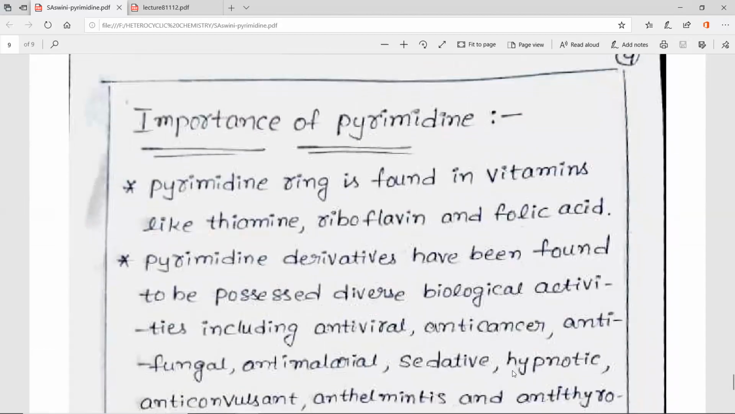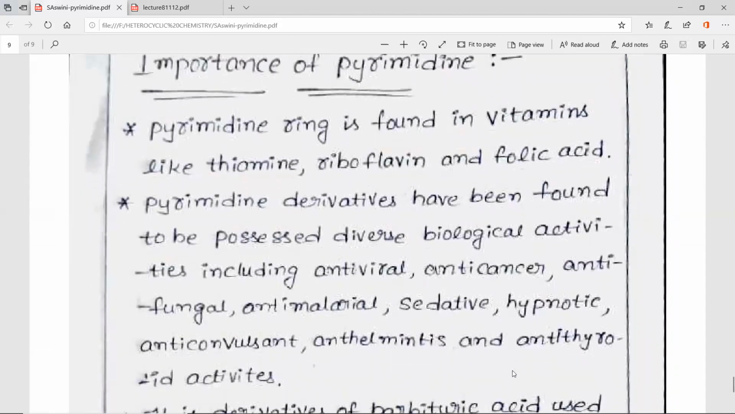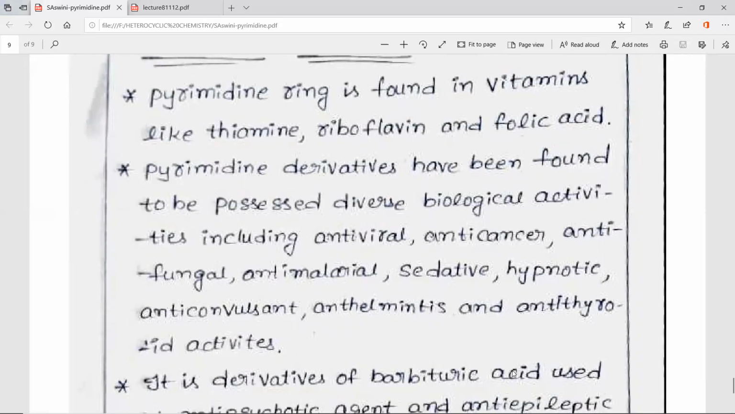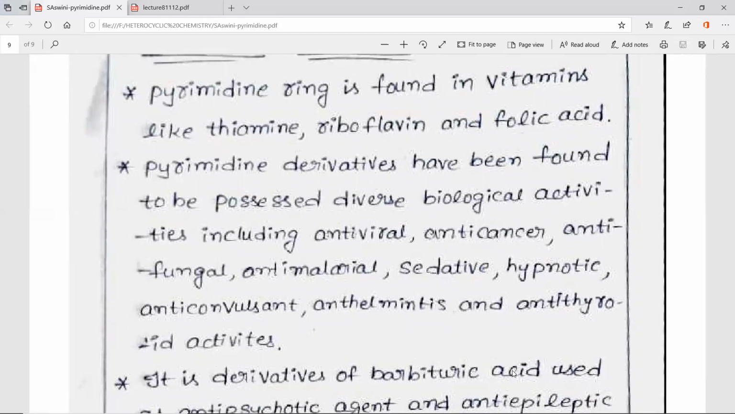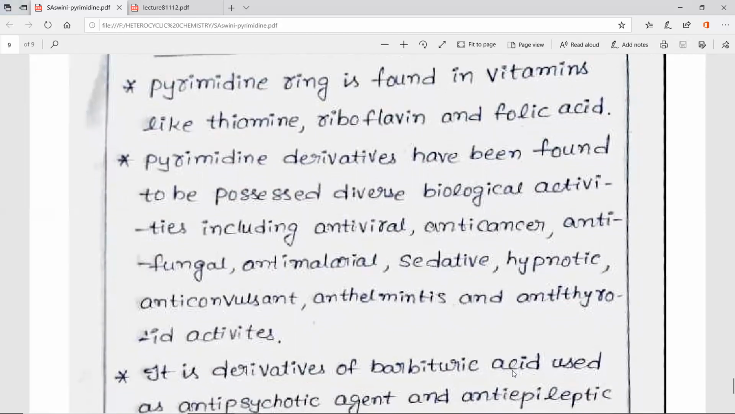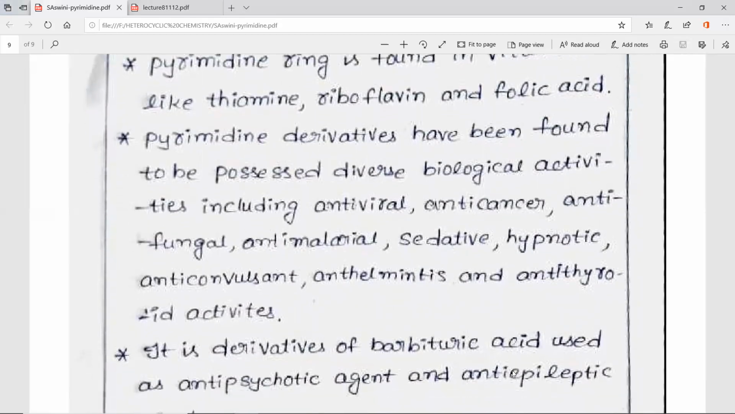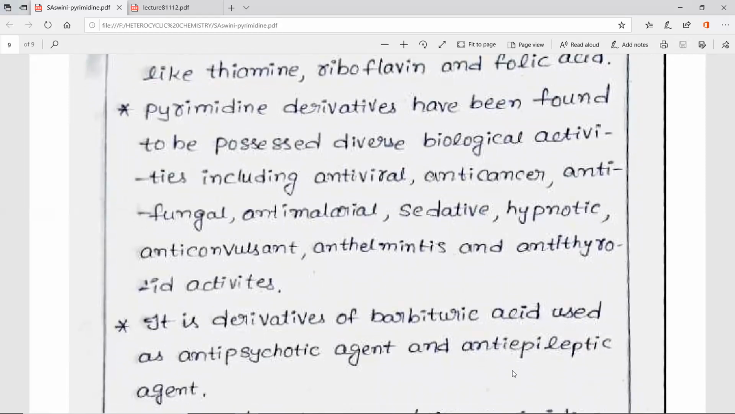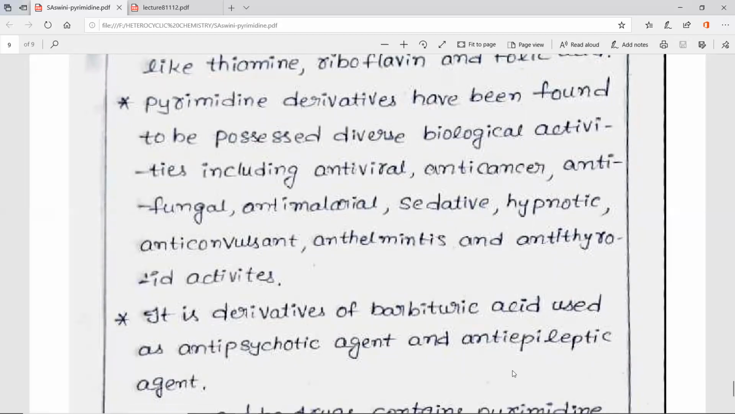So coming to the importance. Pyrimidine ring is found in vitamins like thiamine, riboflavin and folic acid. So it is found in many natural compounds like vitamins, thiamine, riboflavin and folic acid. Pyrimidine derivatives have been found to possess diverse biological activities like antiviral, anti-cancer, antifungal, antimalarial, sedative, hypnotic, anticonvulsant and other properties.